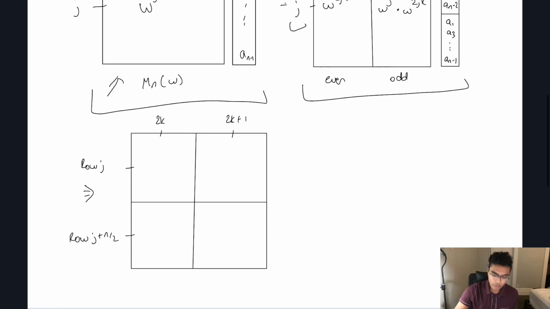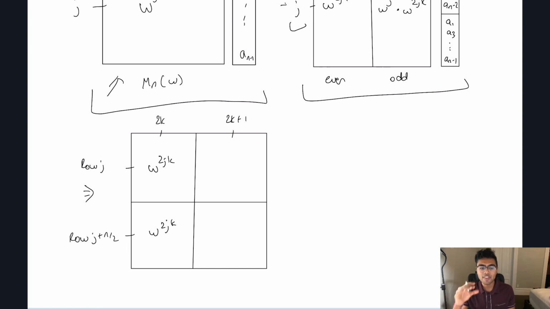And so here we can say this evaluation becomes w to jk, this one becomes w to jk, right? Nothing changes, the exact same thing. But now what we can do is apply w to the n over 2 to be equal to -1 and w to the n to be equal to 1.